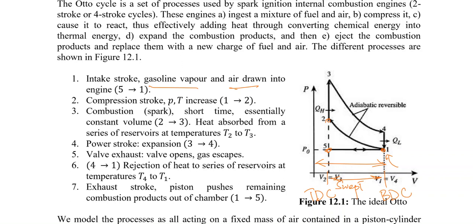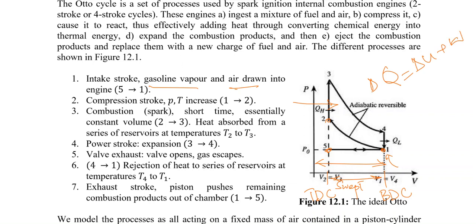So from 2 to 3, the fuel is combusted, and heat is transferred to the cylinder. From 2 to 3 there will be heat transfer. The heat transfer is at constant volume. So from 2 to 3 there will be constant volume heat addition. If you go to the first law of thermodynamics, the change in heat would be equal to the change in internal energy plus the work done.